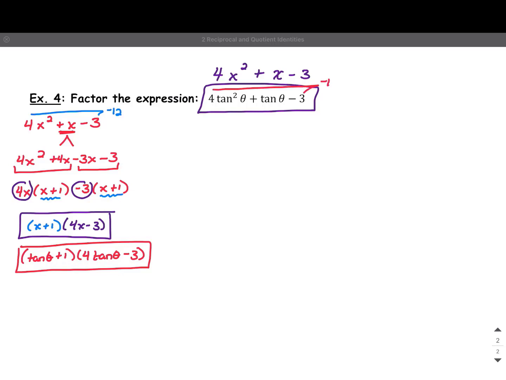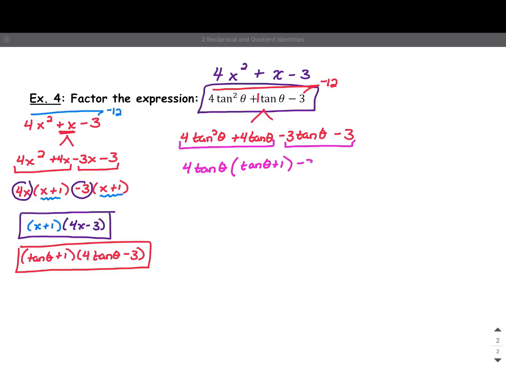4 times negative 3 is negative 12. What multiplies to negative 12 and adds to a positive 1? That would be a positive 4, but instead of x, tan theta, and a negative 3 tan theta. And don't forget the rest of the problem, 4 tan squared theta minus 3. Now we group it. The first 2 terms have a 4 tan theta in common, and if I take that out, I'll have a tan theta plus 1. The next 2 terms have a negative 3 in common, and when I take that out, I have a tan theta plus 1.